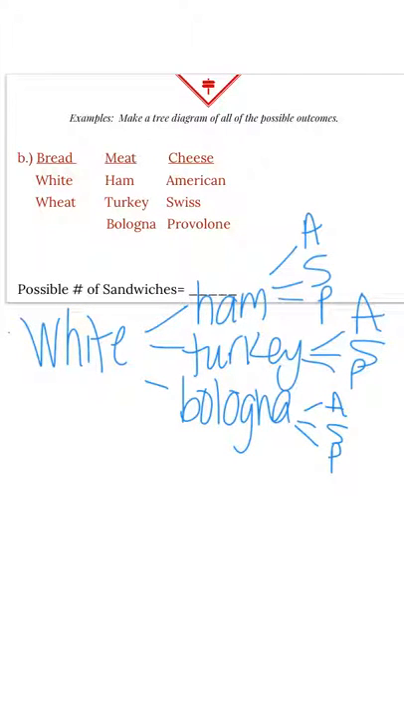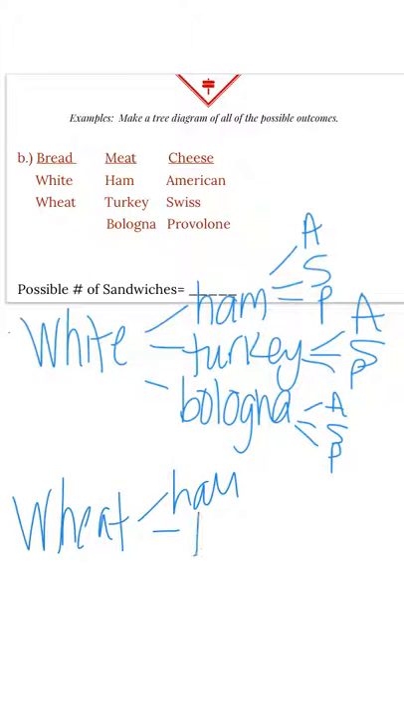Now let's look at wheat bread. If we start with wheat, let's look at the meats. Again, you can have ham, turkey, and bologna. Off of each of those, you can do your cheeses.